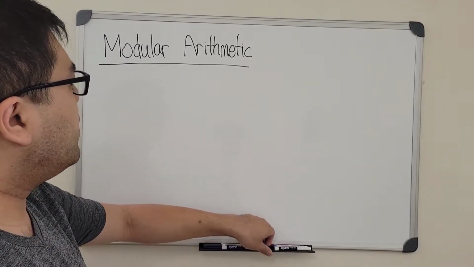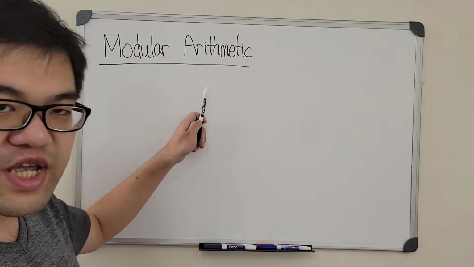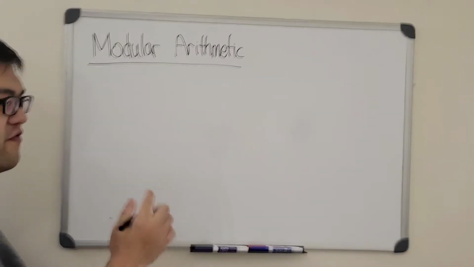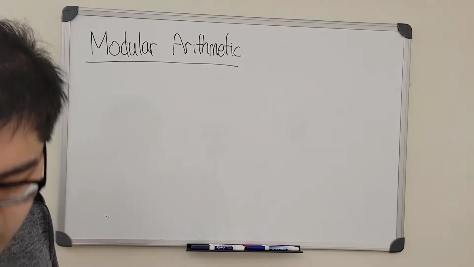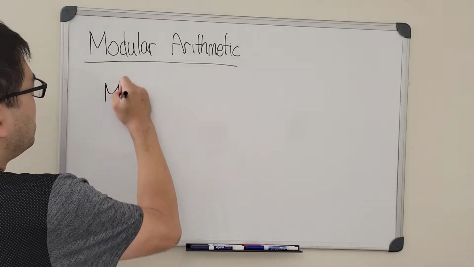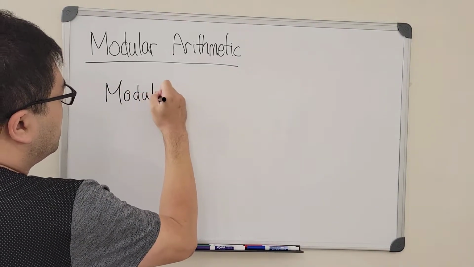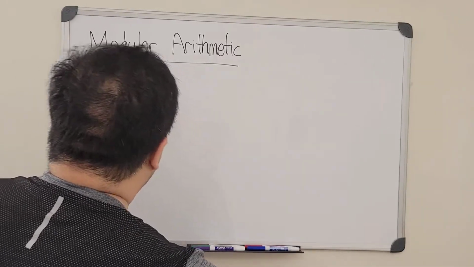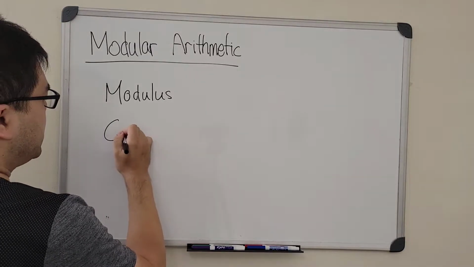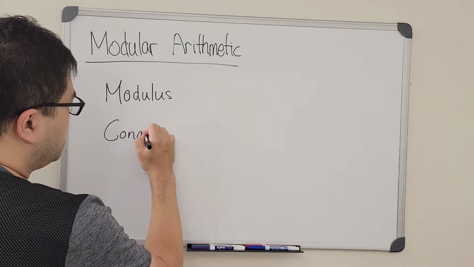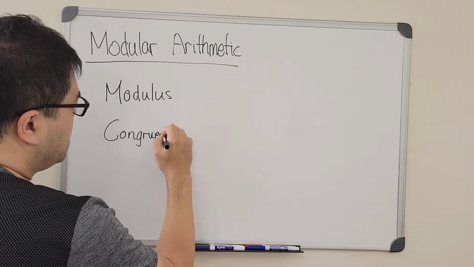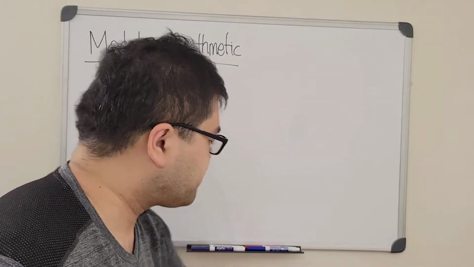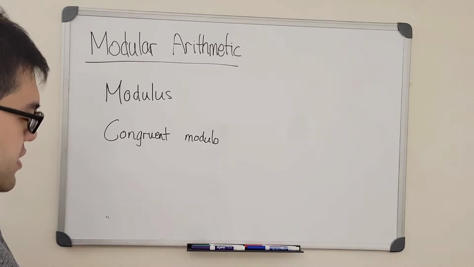So before I explain what modular arithmetic is, we're going to learn the definition of two terms. First, we have the term called the modulus. And then we have the term called modulo, or a more correct way to say it is congruent modulo.